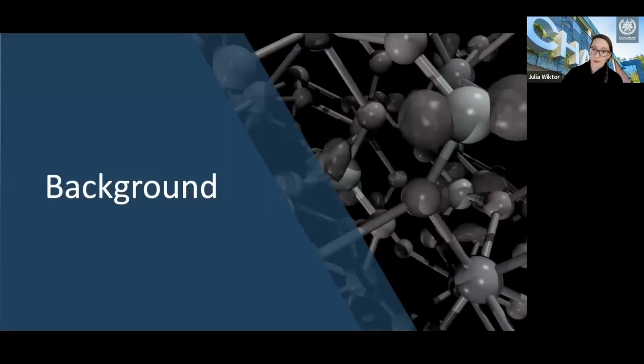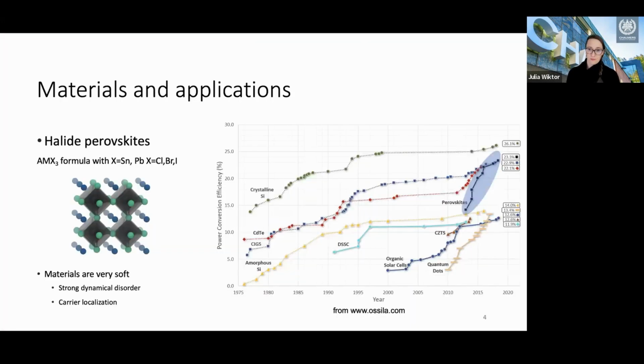So with a bit of background, I suppose most of you already heard about halide perovskites. They are very exciting materials. For instance, for solar cell applications, and here is a power conversion efficiency chart as a function of time. So you can see that these solar cells based on halide perovskites are rising in efficiencies, and they are sharply rising. So there is a lot of interest in the community.